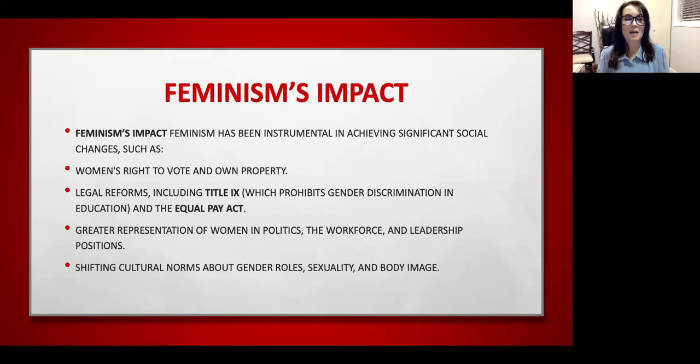Also, feminism impacts shifting cultural norms about gender roles, sexuality, and body image. And I would say feminism's impact in society is huge. It changed many, many structures and changed many, many norms, and what we call normal became questionable as feminism pushed its arguments. So these are some of the very basic things about feminism. I wanted to provide this before we get into your reading, The Second Sex.